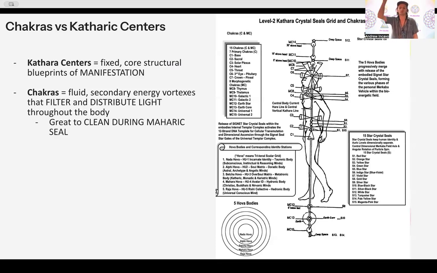You have chakra 14, which connects you to the galaxy, right? It's in deep space. Chakra 14 is above your head, 36 inches above your head. And then we have chakra 15, which is underneath your feet, which is deep space in the full other direction. So basically, if you want to think of these chakras, they're essentially energy cords that connect you both internally and externally to the entire galaxy, including the center of the earth. So anyway, that's why we highly recommend to clean out these chakras during your Maharic seal.